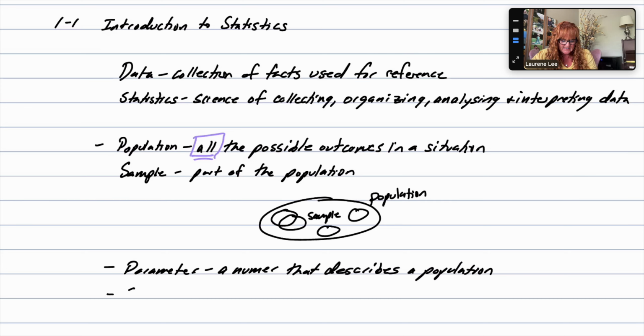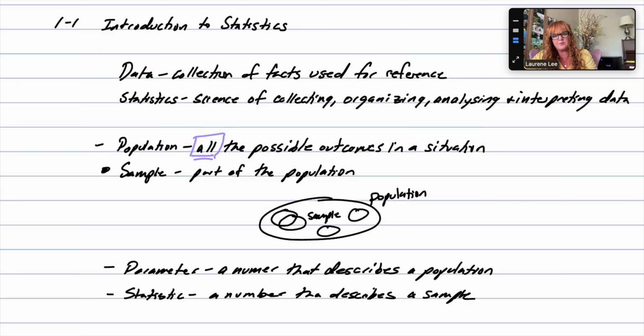A statistic is a number that describes a sample. So again, in your memory mechanism, sample starts with S, statistic starts with an S, so they go together. Now, statistic is different than statistics. Statistics is the science of the study of all of this stuff. A statistic is a descriptor of a sample.